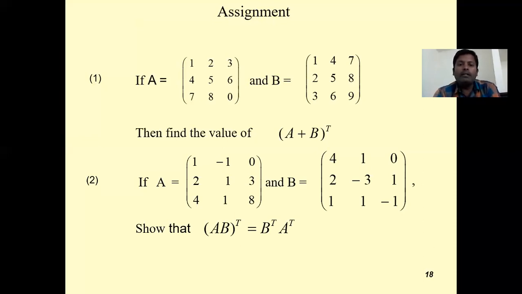Then after that we write the transpose of the resulting matrix. Then we find B transpose and A transpose. Finally we multiply B transpose into A transpose. The both results are equal. Then the equation is satisfied, that (AB) whole transpose is equal to B transpose into A transpose.